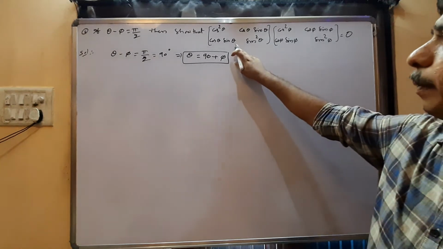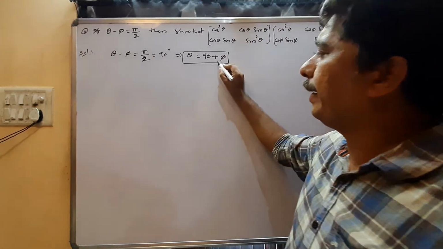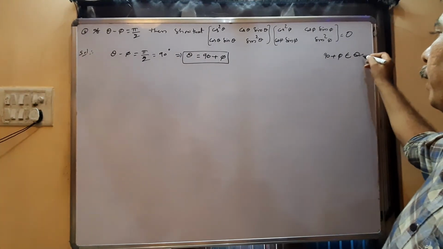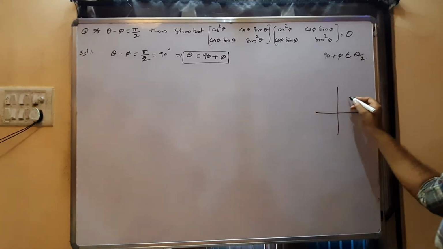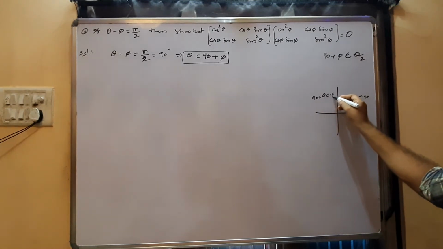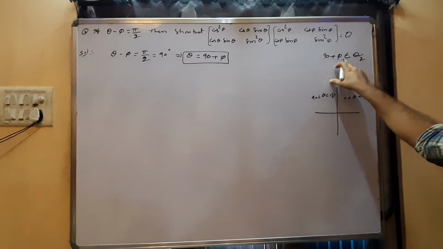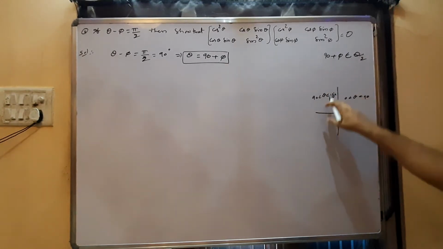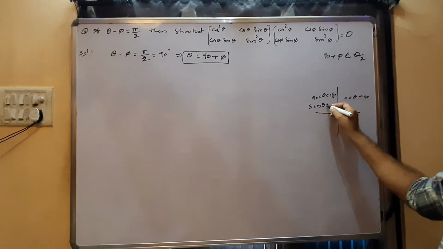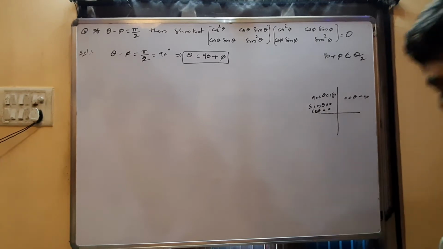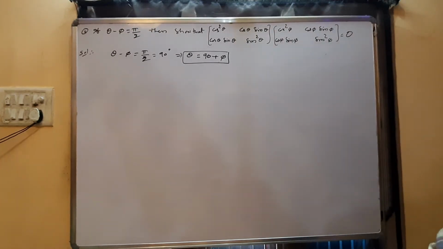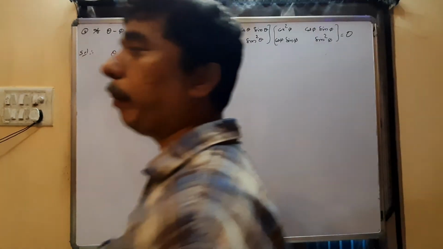Now coming to theta, I am converting it in terms of phi: 90 plus phi. 90 plus phi belongs to the second quadrant. First quadrant is 0 to 90, second quadrant is 90 to 180. It is more than 90, so 90 plus phi belongs to the second quadrant. In the second quadrant, sin is positive, cos is negative. That means sin of 90 plus theta is cos theta, cos of 90 plus theta is minus sin theta.